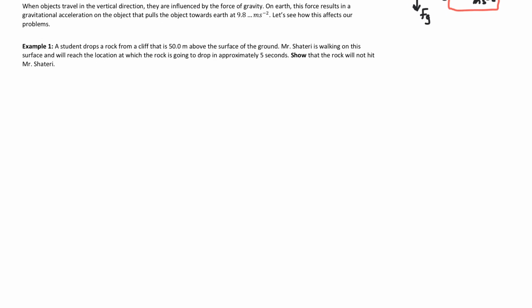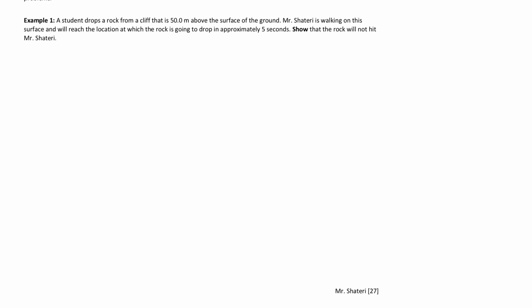So I'm going to shift this up, and we're going to look at the first example. In the first example, we have a student who drops a rock from a cliff that's 50 meters above the surface of the ground. So that's important. We got 50 meters above the surface. Mr. Shateri is walking on the surface. Oh, poor Mr. Shateri. And will reach the location at which the rock is going to drop in approximately 5 seconds. Oh my, that's dangerous. Show that the rock will not hit Mr. Shateri. At least we have a happy ending here, or hopefully.